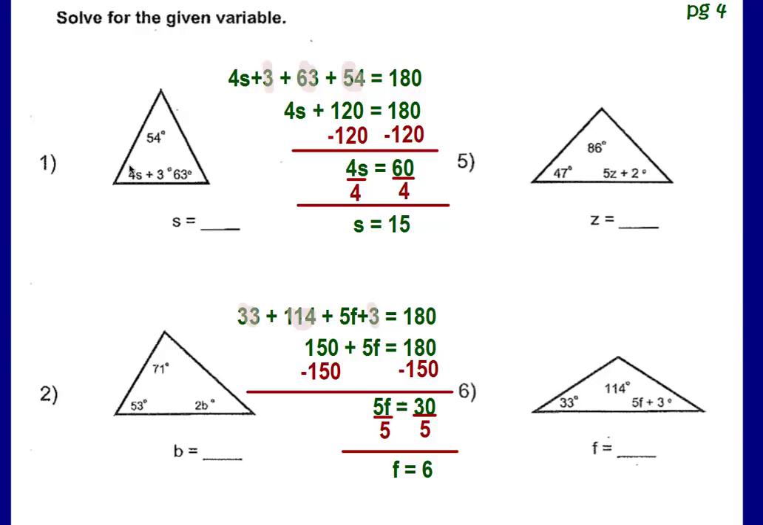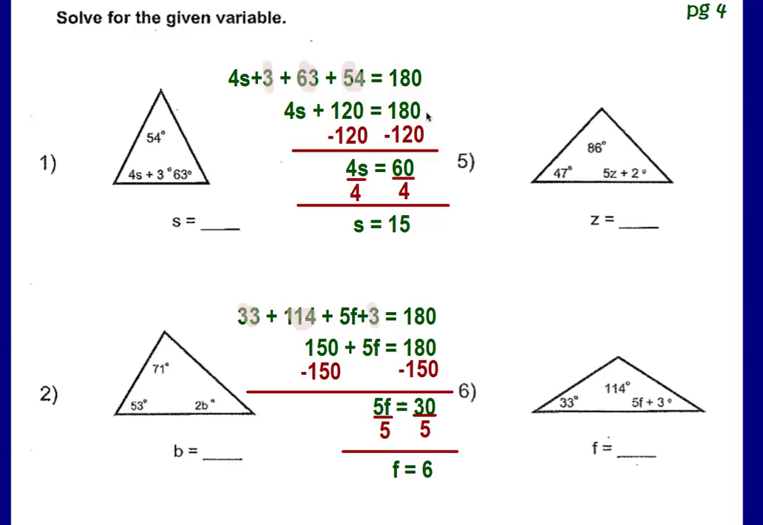So let's add them. My lower left-hand angle is 4s plus 3. 63 degrees is another angle, and my third angle measure is 54 degrees. If I add up all three of those angles, it should equal 180. That's my equation. Sometimes when solving equations, you have to combine like terms, which is the case here. We have three different constants that we need to add together: 3 plus 63 plus 54. When we add them together, we get 120. So our actual equation is 4s plus 120 equals 180 degrees.